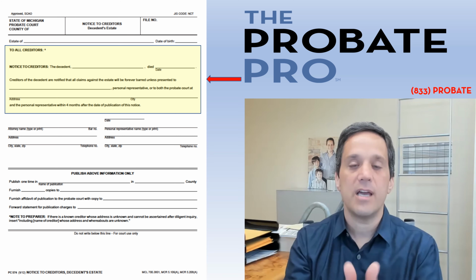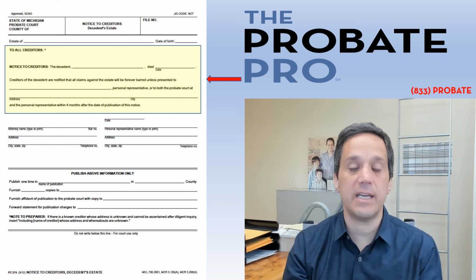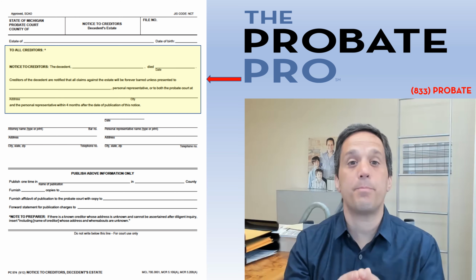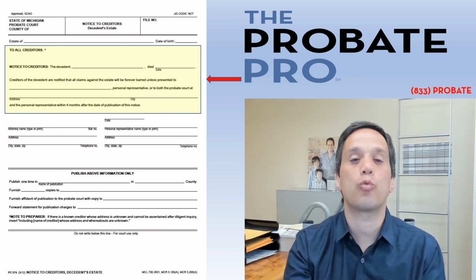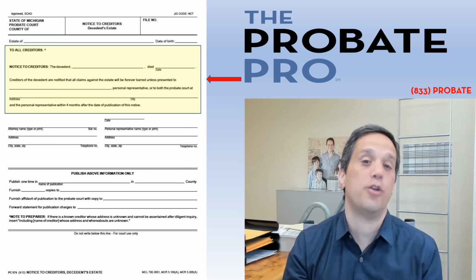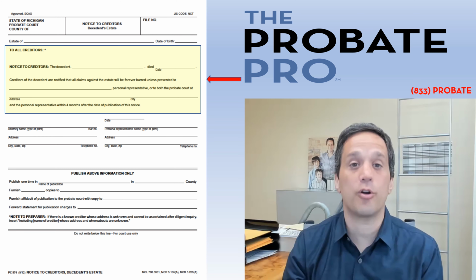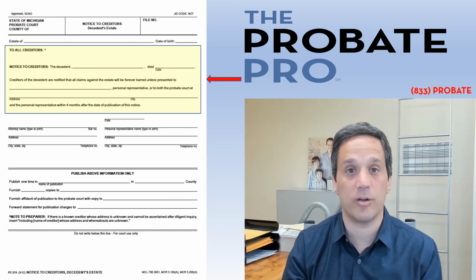This is different than a known creditor statute. So sometimes people mistakenly confuse the fact that they published but then didn't give direct notice to a known creditor. It does not excuse you for giving notice to a known creditor if you have published for unknown creditors. You're required to perform both responsibilities under Michigan statute and Michigan court rule.